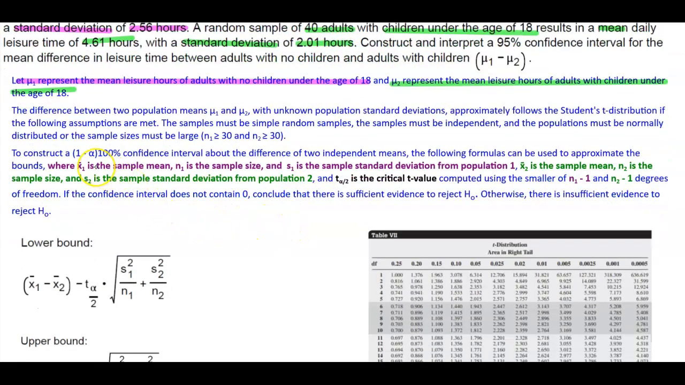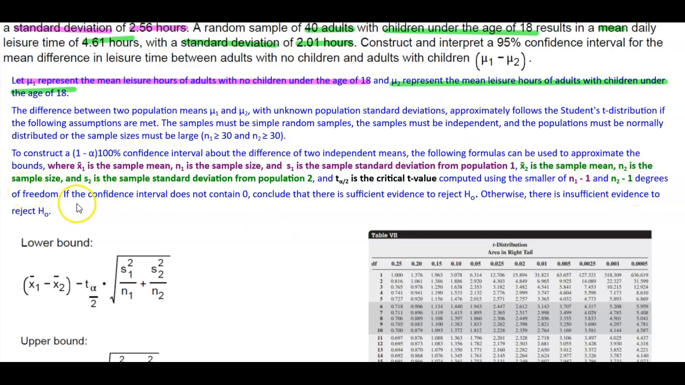The samples are independent because they're two different samples, and they're simple random samples. Now, to construct a (1 minus alpha) times 100% confidence interval about the mean difference of two independent means, the following formulas can be used to approximate the bounds. We have x bar subscript 1, the sample mean, n subscript 1, the sample size, s subscript 1, the standard deviation for population 1. X bar subscript 2 is the sample mean, n subscript 2 the sample size, and s subscript 2 the sample standard deviation for population 2. We also have t alpha divided by 2, the critical t value computed using the smaller of n1 minus 1 or n2 minus 1 degrees of freedom.